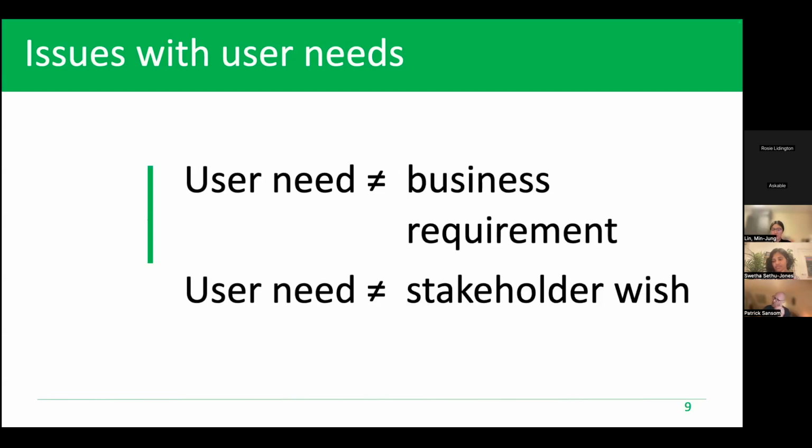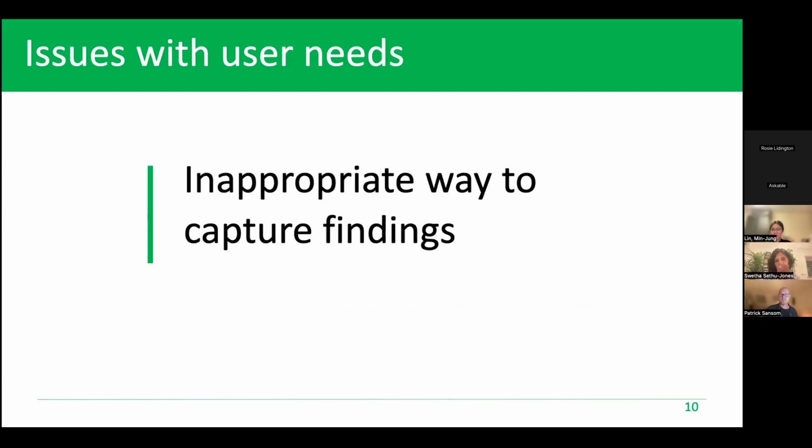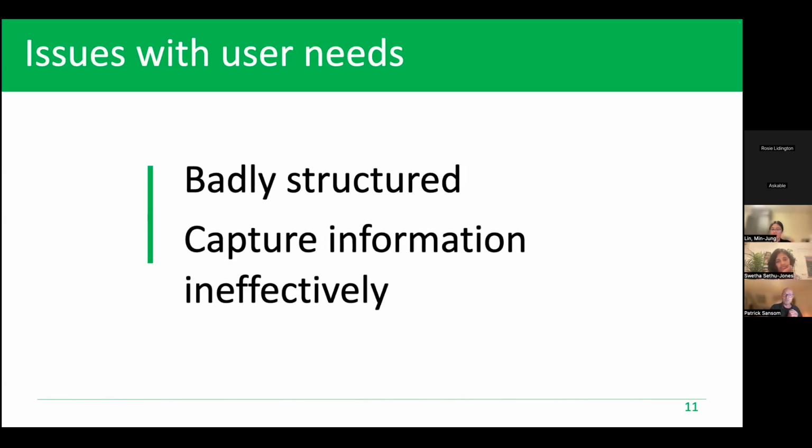They're also not business requirements or something on the stakeholder wish list, which I'm sure we've all heard. This type of information is useful, it just needs to be captured somewhere else. Researchers will often capture many of the findings their work uncovers within a set of user needs. You're rushing to get stuff out, and you end up dumping them into a user need. But often that's an inappropriate place to put that information. Additionally, they can be badly structured or capture the information ineffectively.